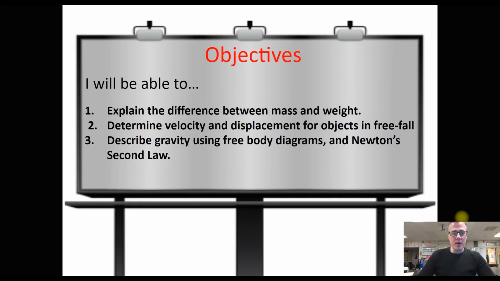Once we've talked through that, then we're going to talk about how to determine the velocity and displacement for objects in a free fall. So we've done velocity and displacement before. The only thing that we're doing that's different is we're talking about things that are falling. Hopefully this will feel really familiar because the equation is exactly the same as what you've already practiced. We're just adding gravity into the idea.